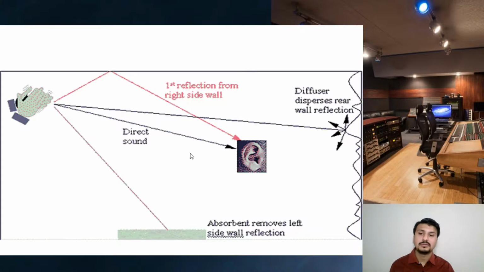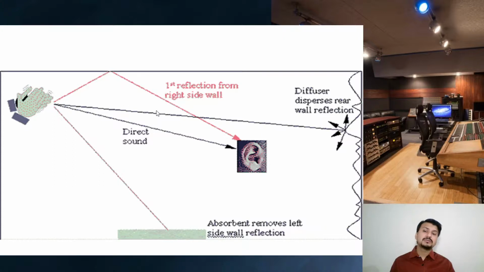See this diagram. This person who is standing over here is clapping on the side, and here is the ear of the other person. This is the direct sound that comes to the ear without getting reflected. This pink line is the first reflection from the right side wall. Another one is that diffusers are there on the extreme end of the wall. This is a studio, so the diffusers are there. The diffuser disperses the rear wall reflection.